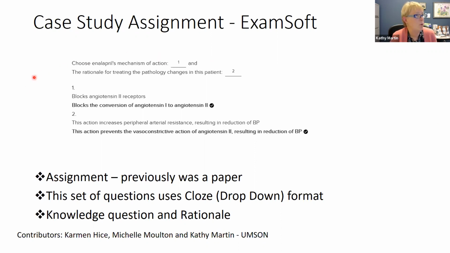And so the assignment began with some basic questions and interpretation of information about the case.